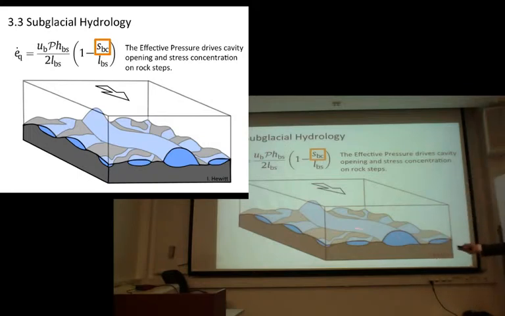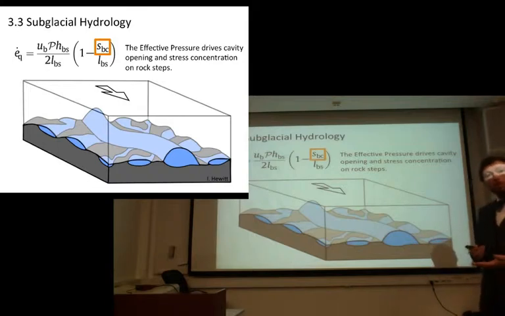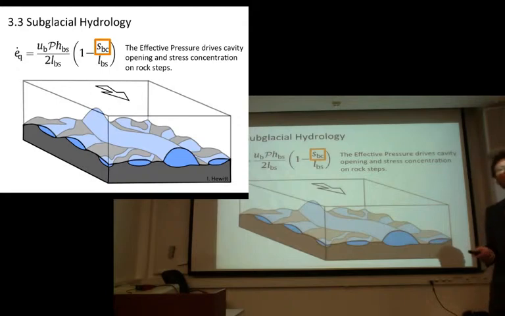This drainage system will affect the water pressure, and this will then affect the erosion rate. It's a bit complex. We're going to talk about it a bit more this afternoon, but it's this system, how it looks, its characteristics, that will control the effective pressure, the water pressure.